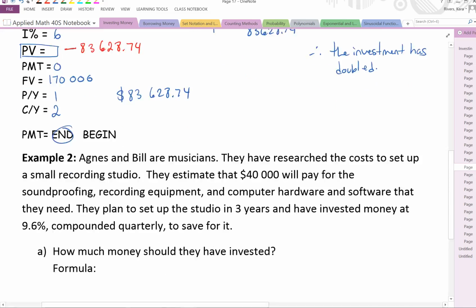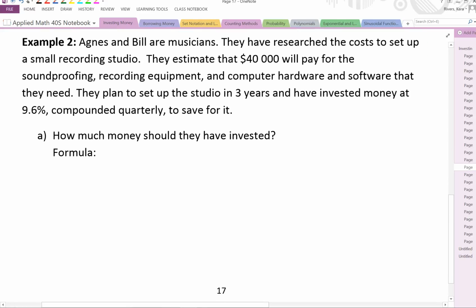All right, let's take a look at example 2. It says, Agnes and Bill are musicians. They have researched the costs to set up a small recording studio. They estimate that $40,000 will be paid for the soundproofing, recording equipment, and computer hardware and software that they need. They plan to set up the studio in 3 years and have invested money at 9.6% compounded quarterly to save for it. How much money should they have invested?